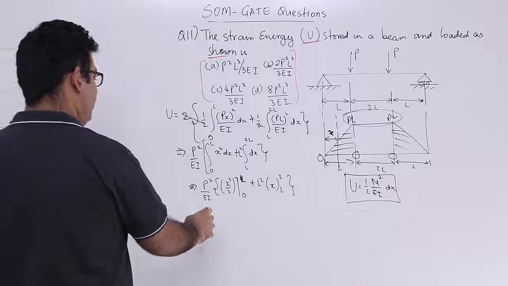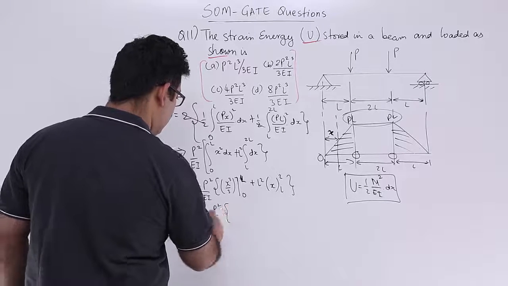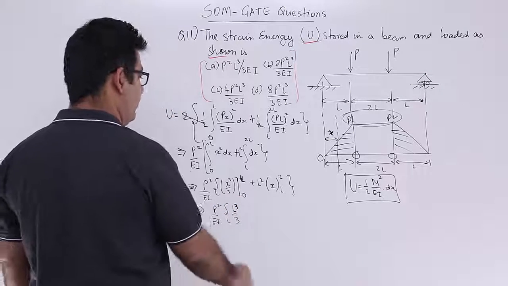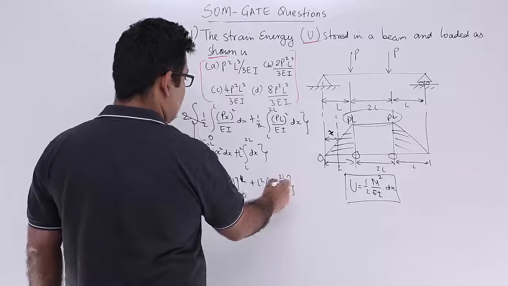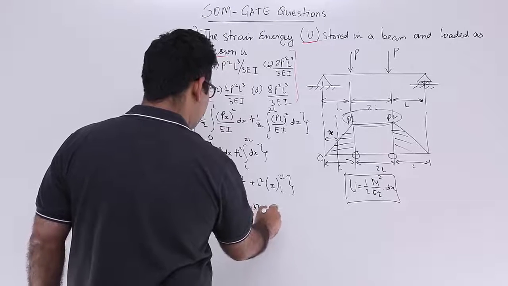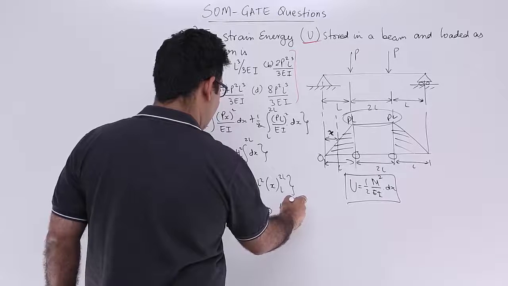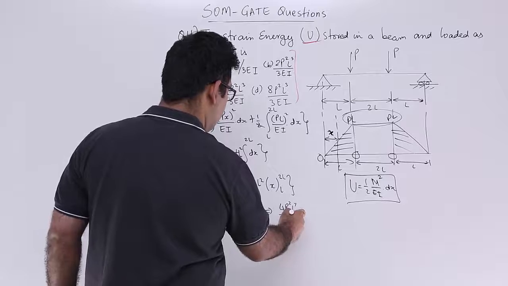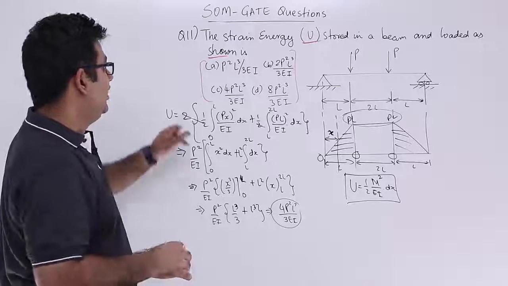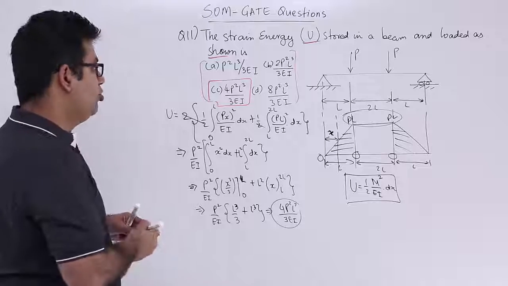This would give you P square upon EI, L cube by 3, plus 2L minus L, which is L. L into L square is L cube. So this is nothing but 4L cube by 3. The entire equation becomes 4P square L cube by 3 times EI. This is the answer that I am looking for, which is the strain energy stored in this particular beam loading orientation. I hope you got this.